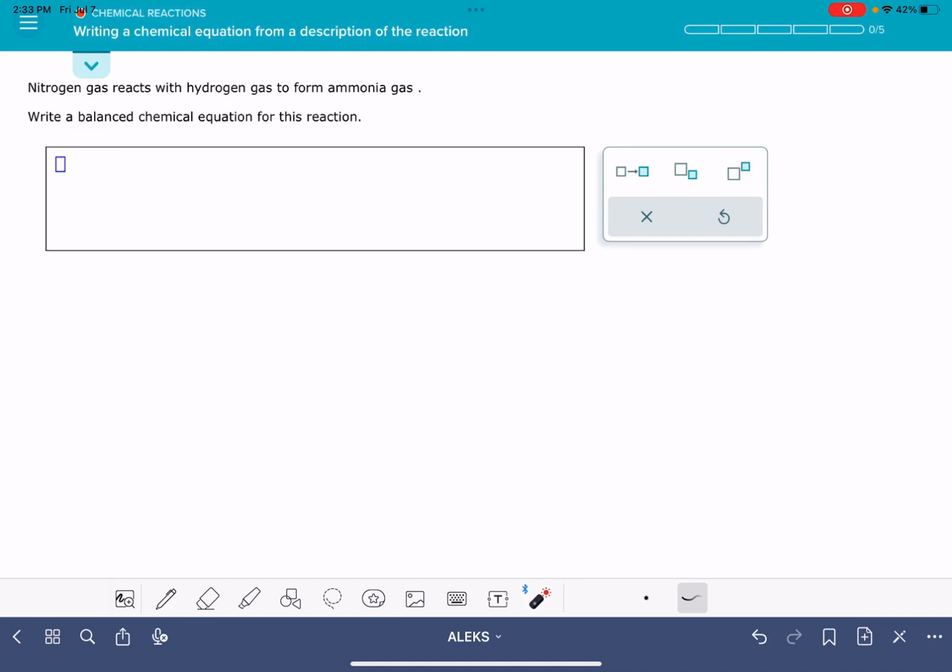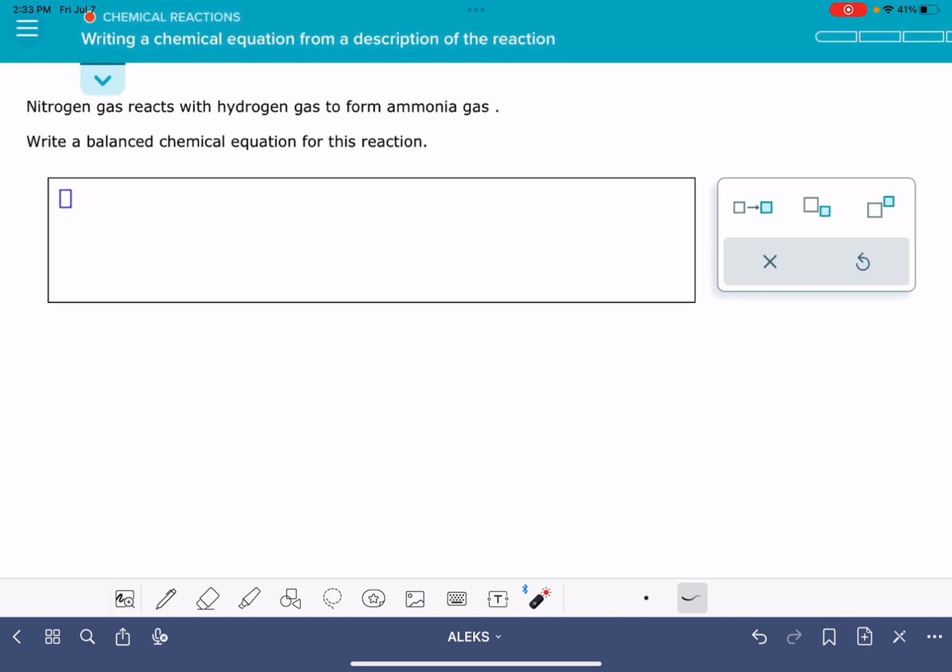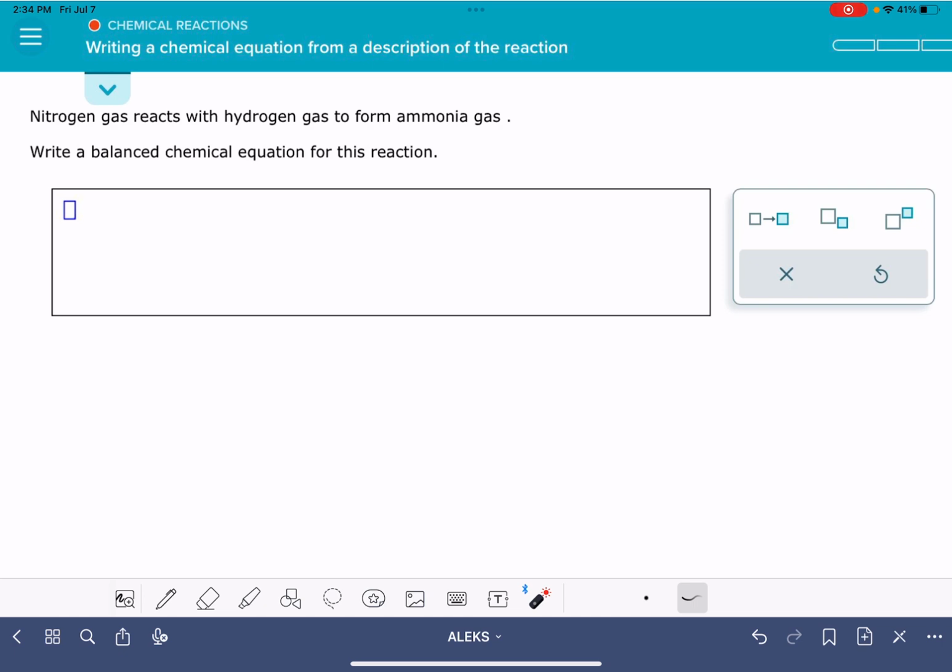In this video, I'll give you some tips for solving the ALEKS problem called writing a chemical equation from a description of the reaction. There's only one version of this problem, but there are a lot of variations of this particular problem. Some problems give you only names of the molecules involved in the chemical equation. Some problems will give you the molecular formulas of some or all.